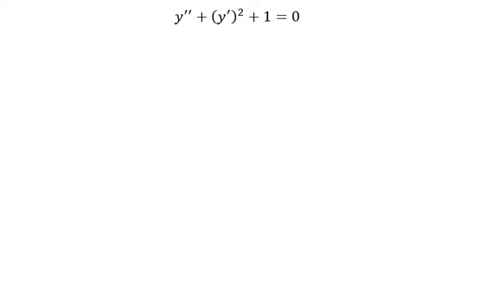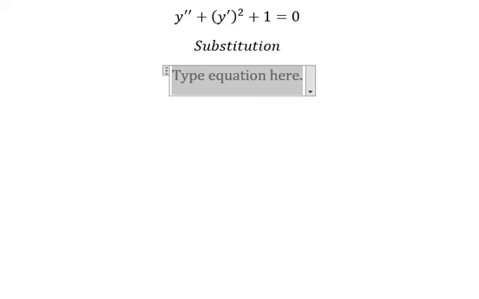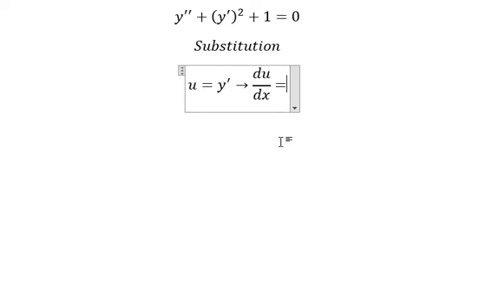We need to use substitution. So I will put u equal to the first derivative of y. Now if I take the derivative of both sides, you will have du over ds, and we have the second derivative.